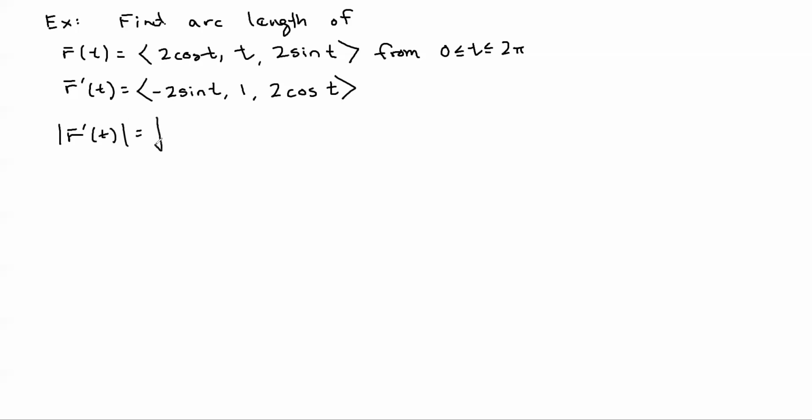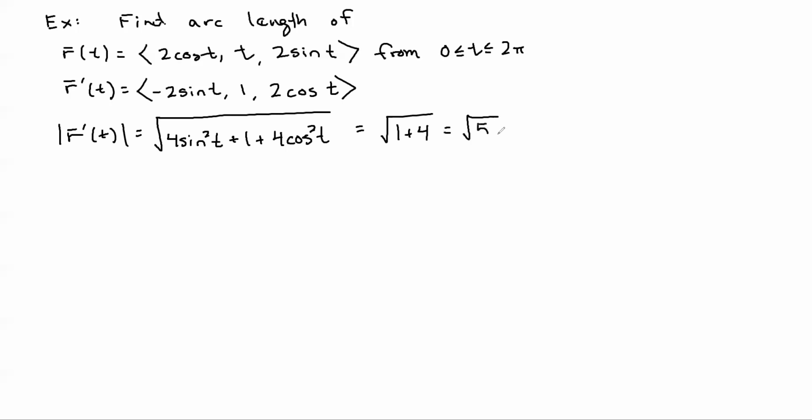That's going to be the square root of the components squared. So we want to take the square root and then square each of these. When we square that first one, we get 4 sine squared t. When we square 1, we get 1. When we square 2 cosine t, we get 4 cosine squared t. And since sine squared plus cosine squared equals 1, 4 sine squared plus 4 cosine squared is going to equal 4. So we'll end up with the square root of 1 plus 4, which is square root 5. That's the length of r prime. It's just the square root of 5. There are no t's in there. That does happen.